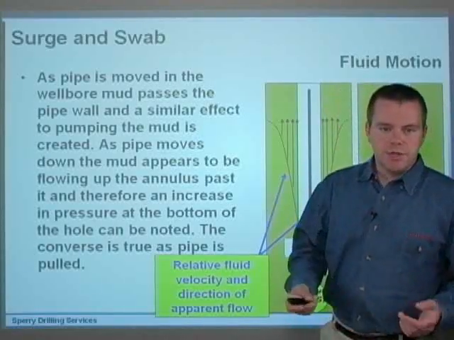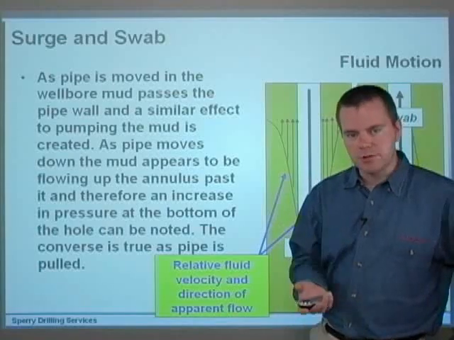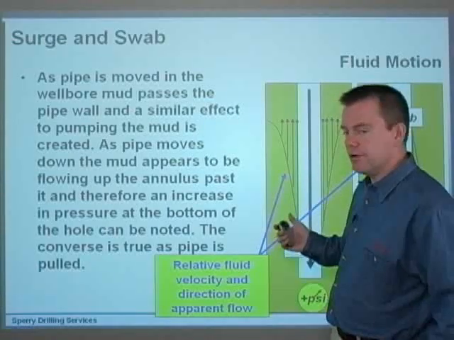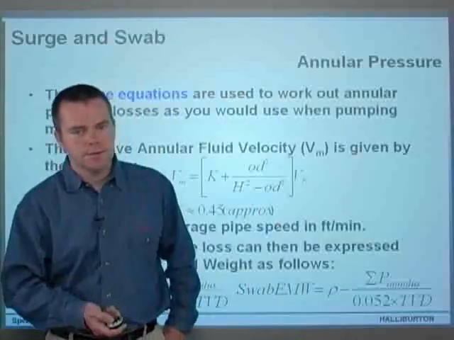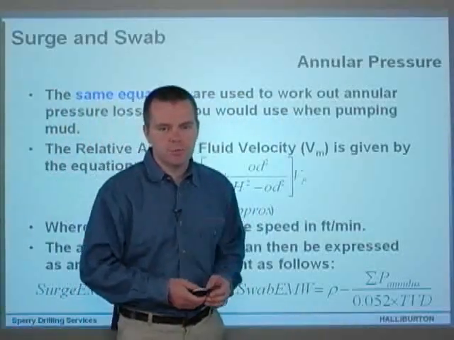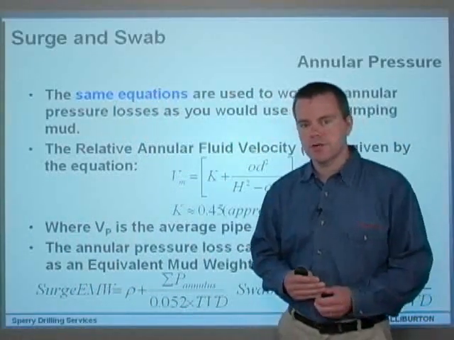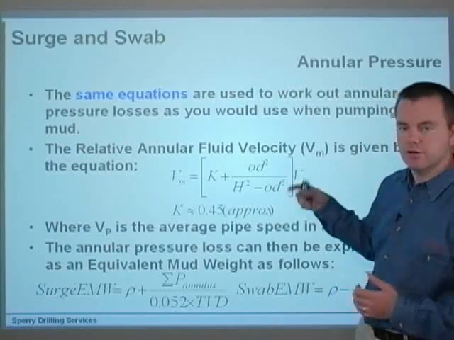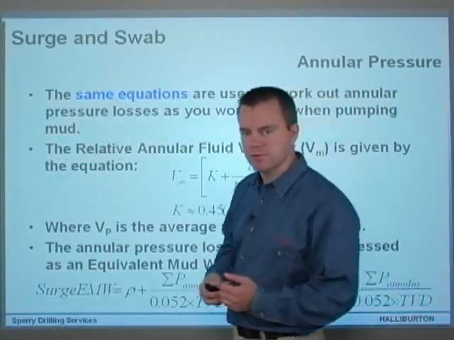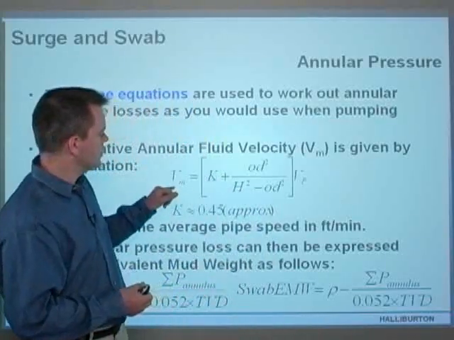So as the pipe moves down, the mud appears to be flowing up the annulus past it, and therefore an increase in pressure at the bottom of the hole can be noted, and the converse is true as the pipe is pulled. The same equations are used to work out the annular pressure losses as you would use when pumping mud. So the relative annular fluid velocity, which is basically the velocity of the mud in this case, or VAE as it was in that previous equation, is given by this equation.